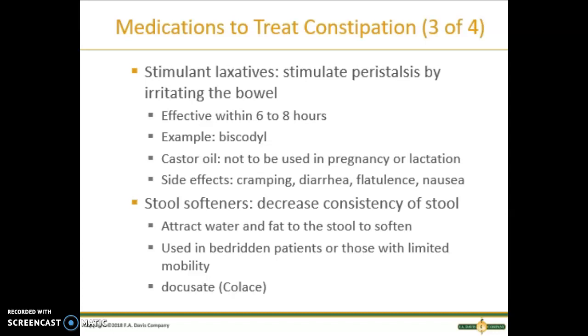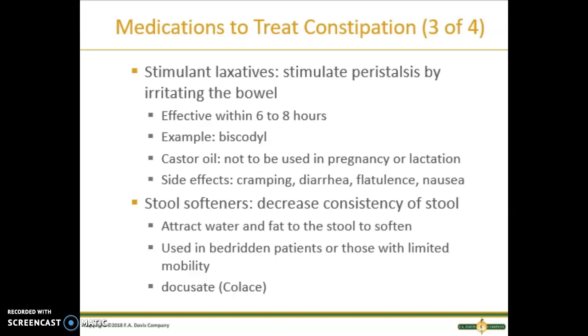People say, oh, if you're overdue, go for a walk, drink castor oil. So again, they should be consulting with a physician prior to doing that. It can cause premature labor, and also it can cause diarrhea in a breastfed infant. So that's why they're not to be used in pregnancy or lactation. Side effects of the stimulant laxatives can be cramping, diarrhea, flatulence, and nausea.